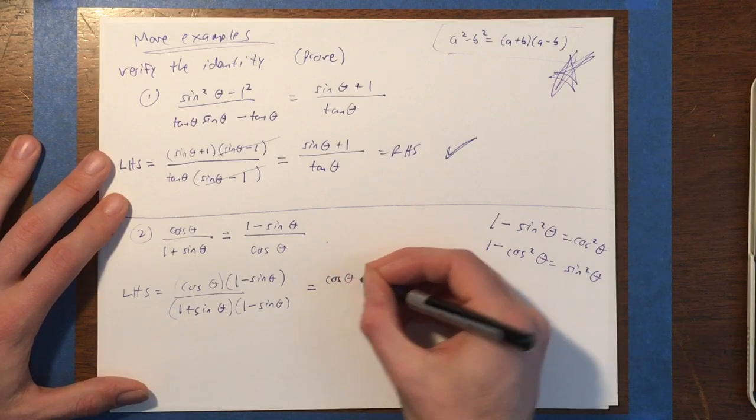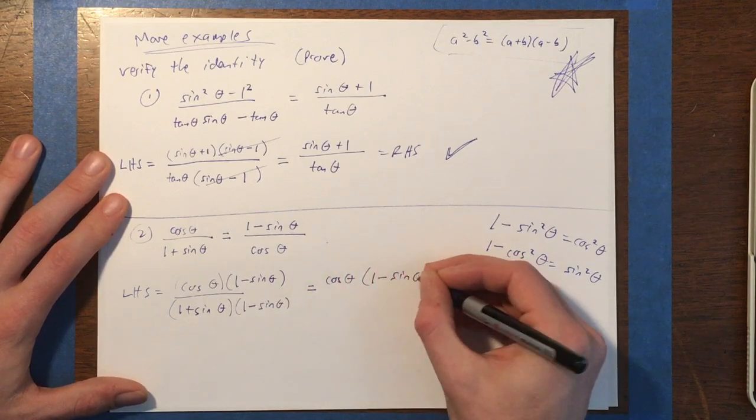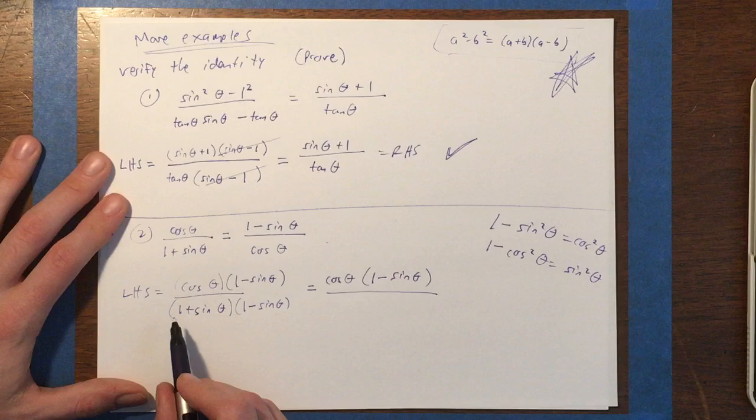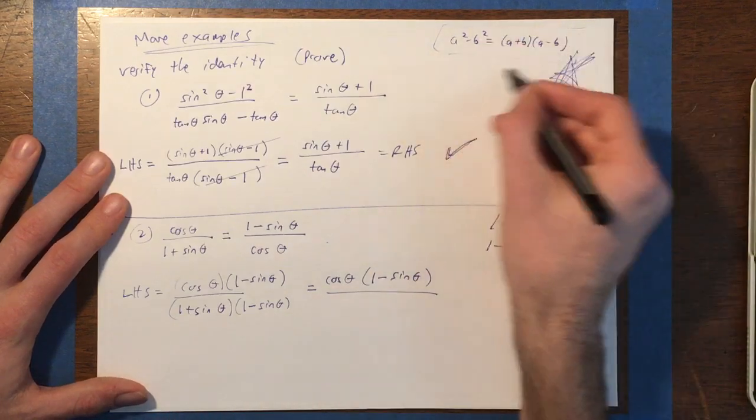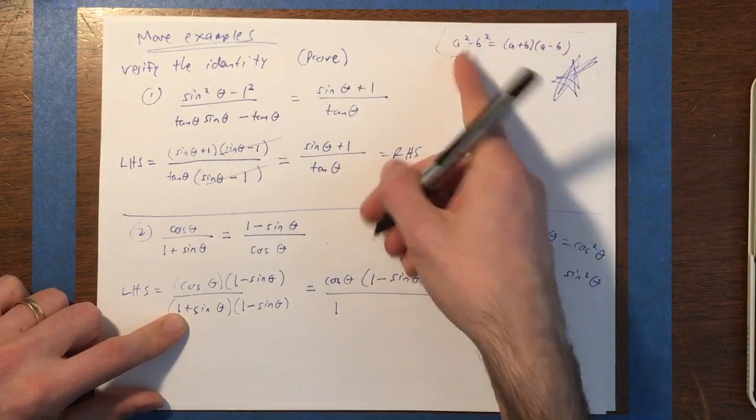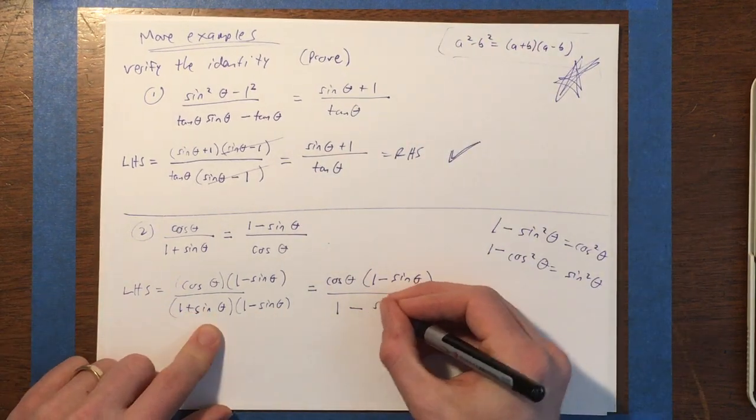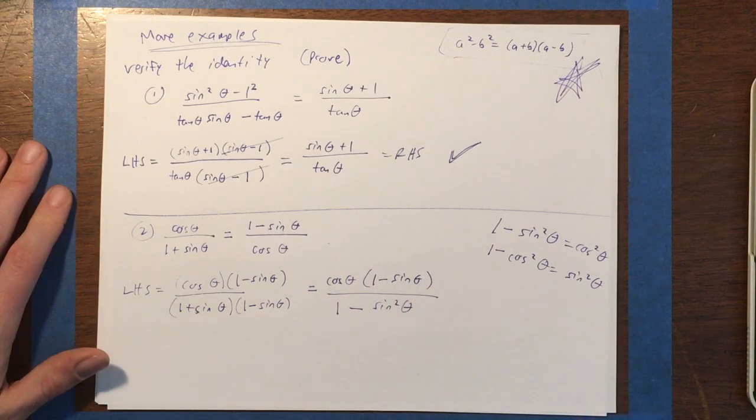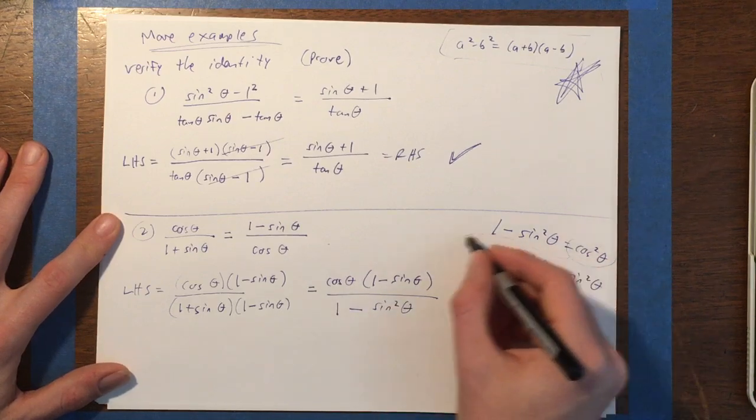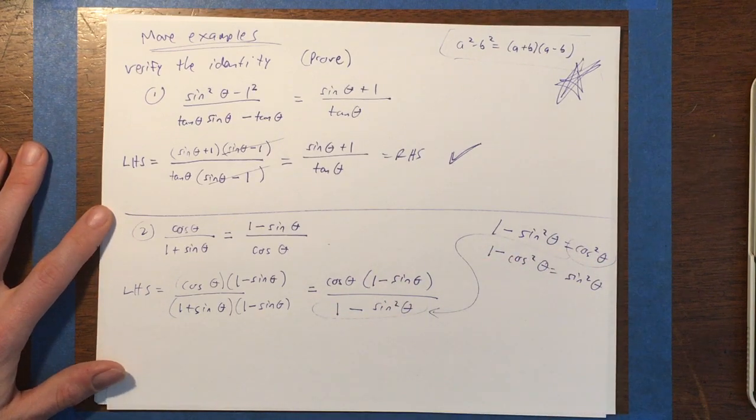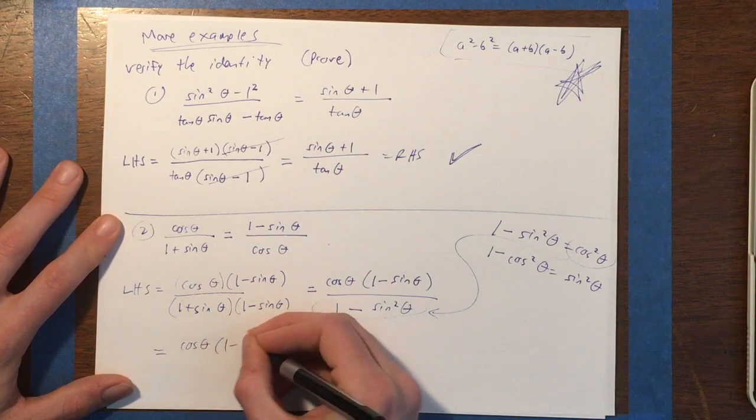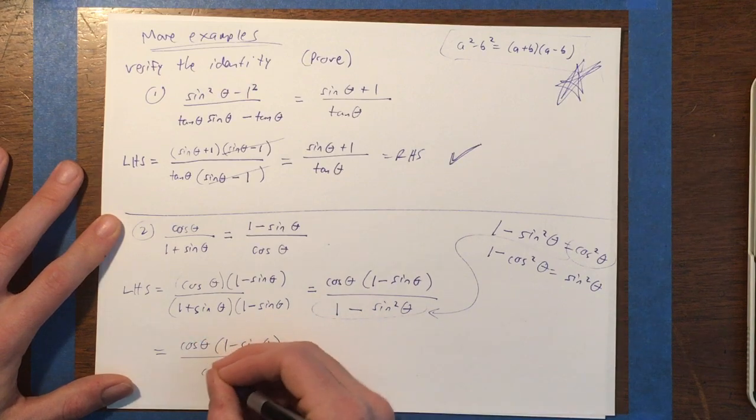But written like this, my numerator is just going to be exactly what it is. I'm not going to do anything fancy in the numerator. It's just cosine theta times 1 minus sine theta. But in the denominator, since I have a plus b times a minus b, I apply the difference of squares idea, and we get 1 squared, which is still 1, and then minus the sine squared. And now 1 minus sine squared is equal to cosine squared. So I can apply that identity and substitute in cosine squared for 1 minus sine squared. Let's see what that gives us. Cosine theta times 1 minus sine theta all over cosine squared.